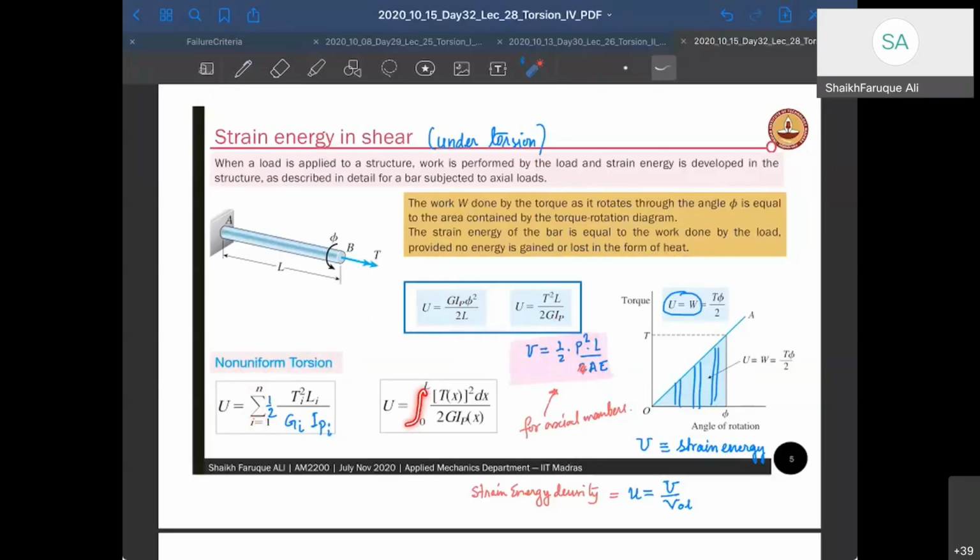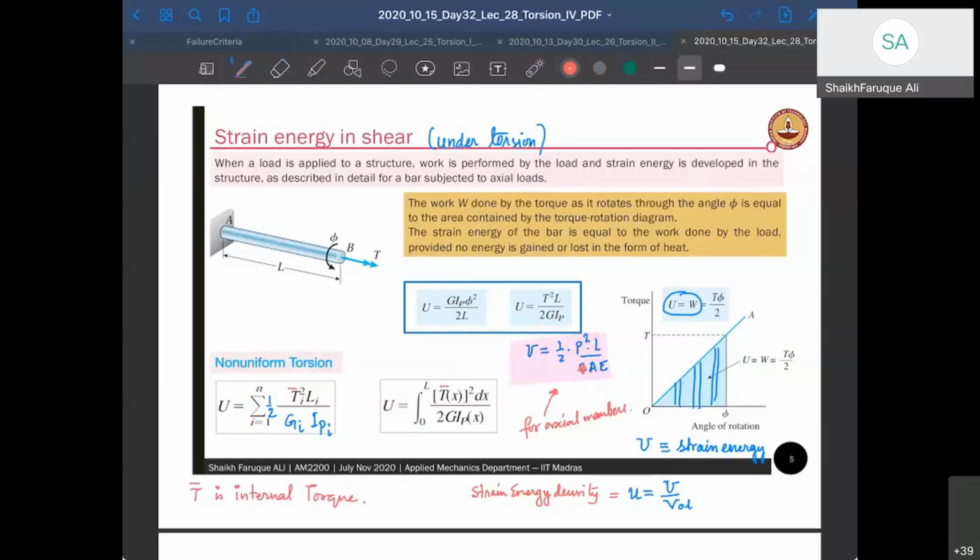Remember that this T i is the internal torque. These are the internal quantities. It's not the external torque that is applied. So I'll put a bar here. So that's how it is. T bar is internal torque.